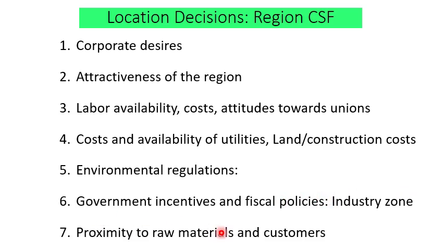Proximity to raw materials and customers. A facility should be near to both raw materials and customers as much as possible. The factory or the organization should locate itself in between the raw materials and the customers, near to the raw materials and the customers.